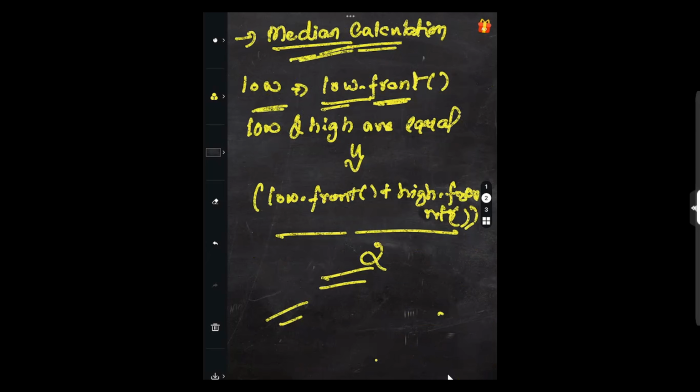So the fourth one is median calculation. If low has more elements, then low dot front will give the median. If low and high are equal, then we go with low dot front plus high dot front, divided by 2. This is what we'll be doing.